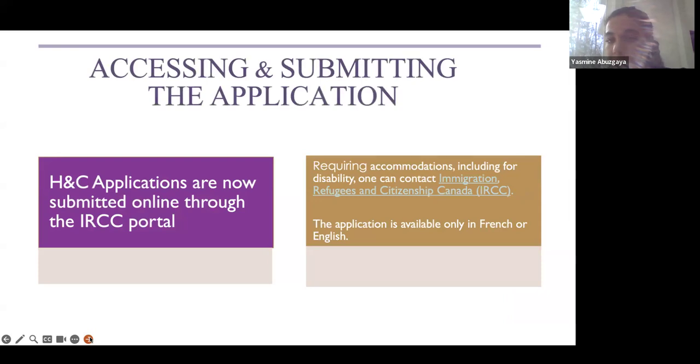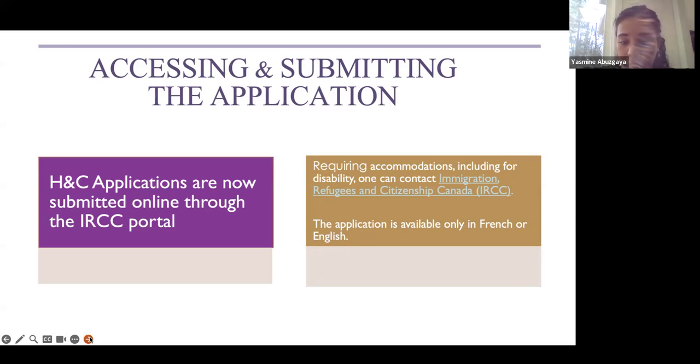So how do you access and submit this H&C application? Currently, H&C applications are being submitted online through the IRCC portal. If you cannot apply online and you require accommodations, you can contact IRCC to ask to submit the application in another format. The application is available only in French or English, but you can get a Braille or paper copy, and that can be requested by contacting IRCC. It is important to know that the processing times for these H&C applications are currently very long. The last I checked, which was recently, they are processing between 20 and 36 months for the first stage approval at this time. But we have seen cases where it is processed more quickly than this.